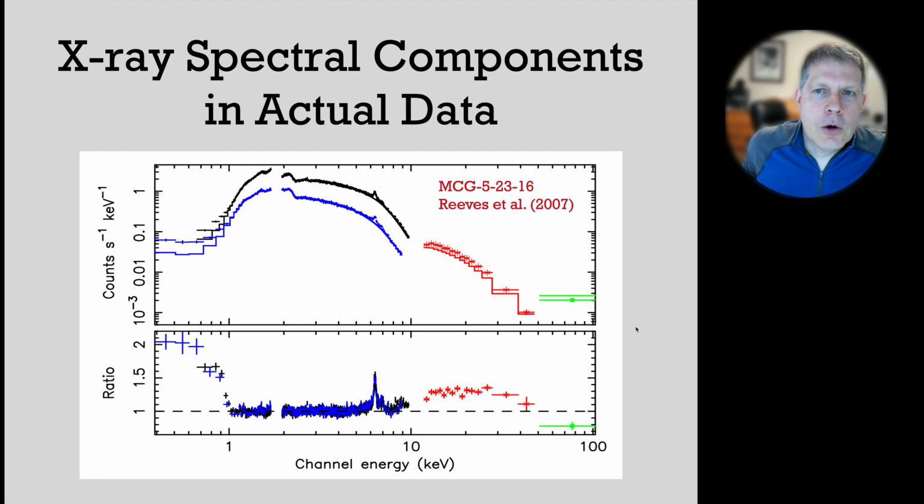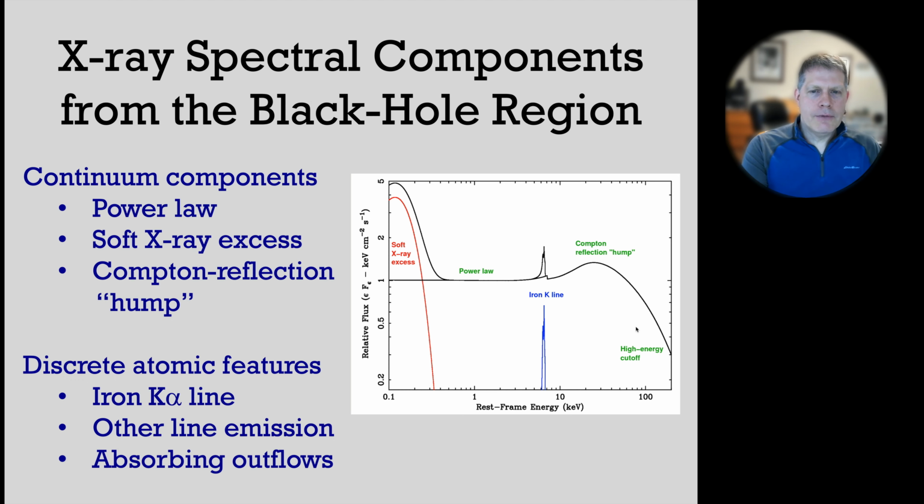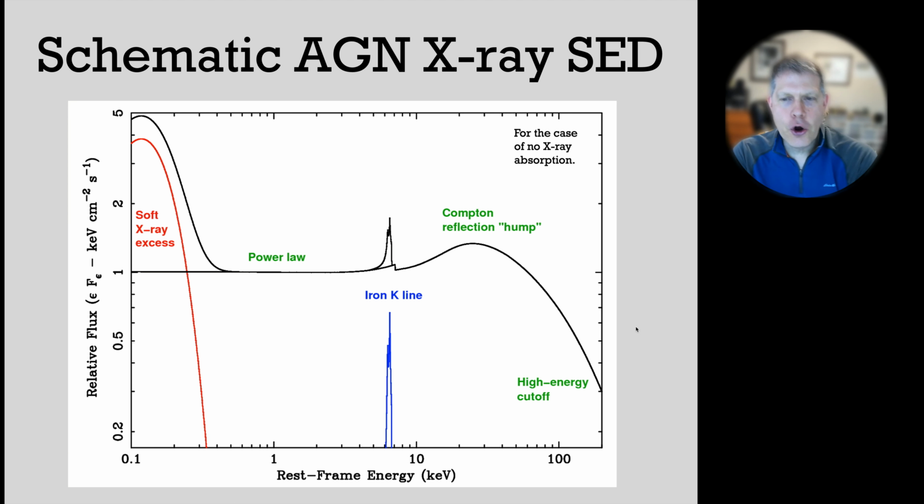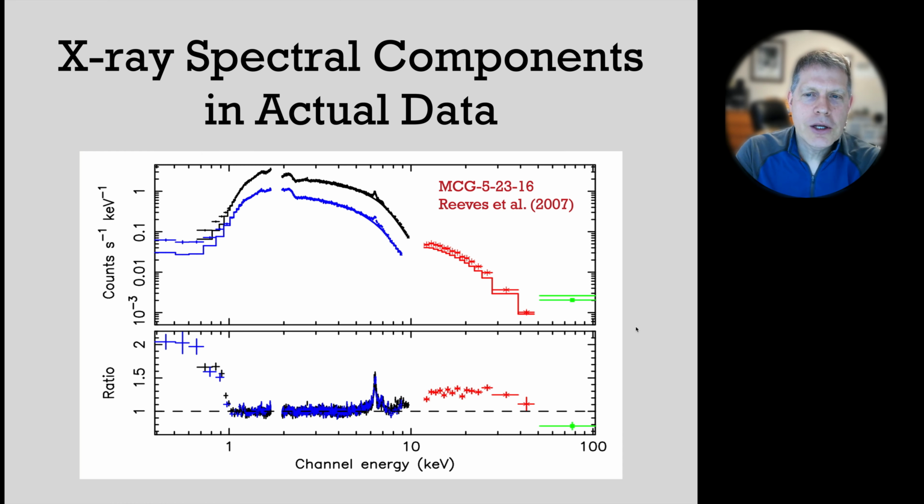Okay, so you might say, well, this is a very nice little schematic, but show me some real data. Well, here's some real data, in this case, for a relatively nearby bright active galaxy. In this case, there are multiple detectors that have been fit. These different colors here correspond to multiple different detectors operating on the relevant satellite. And the data have been fit with a power law model. Here is the basic power law.